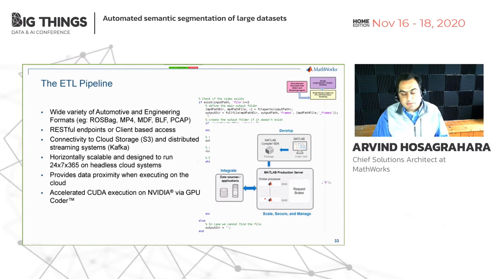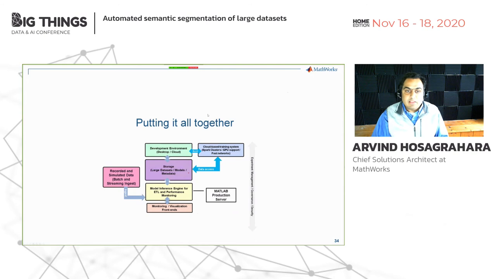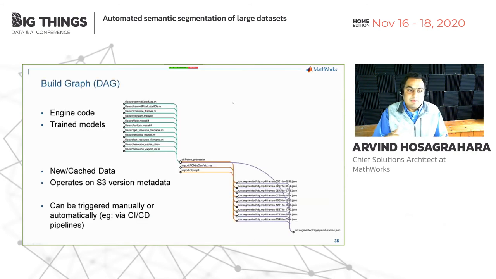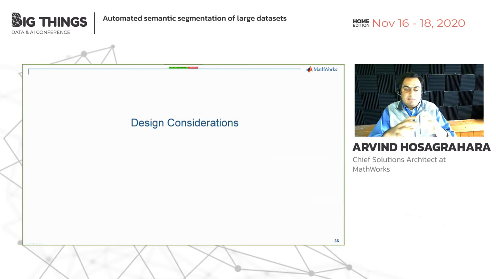So putting it all together, these different pipelines bolt together in the form of build graphs, where any changes to either the stored version metadata, the training data by looking at the version metadata, changes to the code, changes to the model, all of this can be built out as a DAG that can then be triggered automatically or via a CI/CD pipeline connected to performance numbers. At which point, this semantic segmentation system, that is the infrastructure stack behind it.